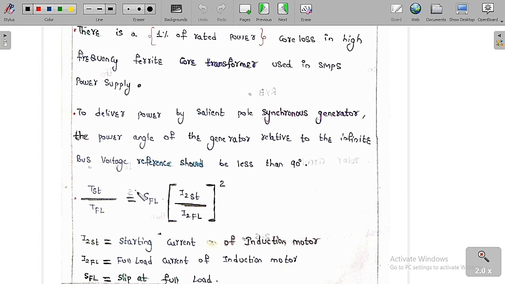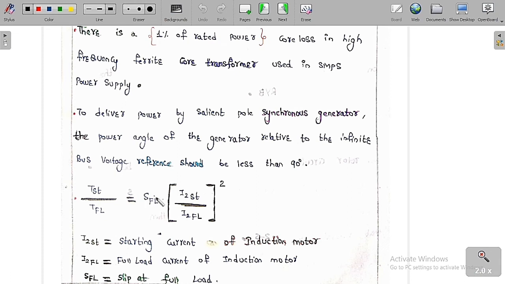I have already told you one important point about starting torque. P is equal to T into omega, so T is equal to P by omega. Here P is the rotor power input, which is the rotor copper loss divided by S. The rotor copper loss is 3 I2 square R2, so rotor power input is 3 I2 square R2 by S. Finally T is equal to 1 by omega into 3 I2 square R2 by S. Taking all the remaining proportional constants, the torque is directly proportional to I2 square by S.